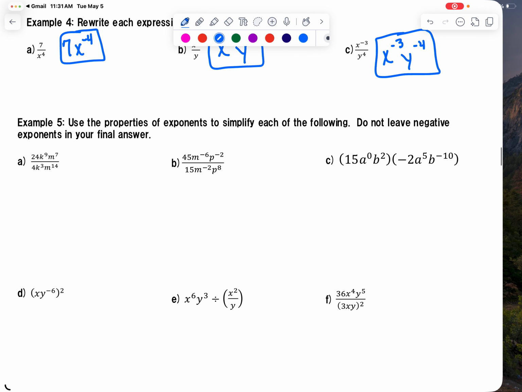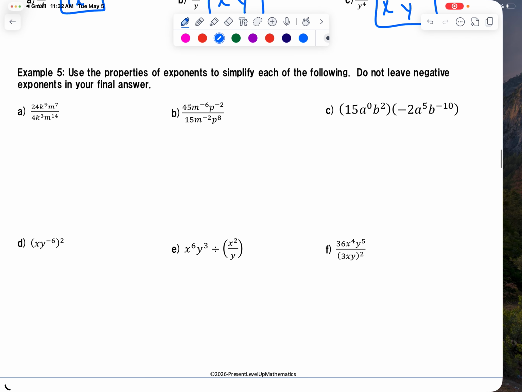All right, example 5. Use the property of exponents to simplify each of the following. Do not leave negative exponents in your final answer. So in problem A, we have 24k to the 9 power, m to the 7 power, divided by 4k to the 3 power, m to the 14 power.